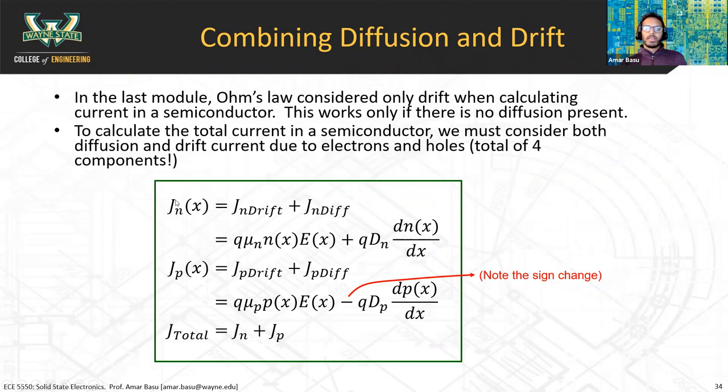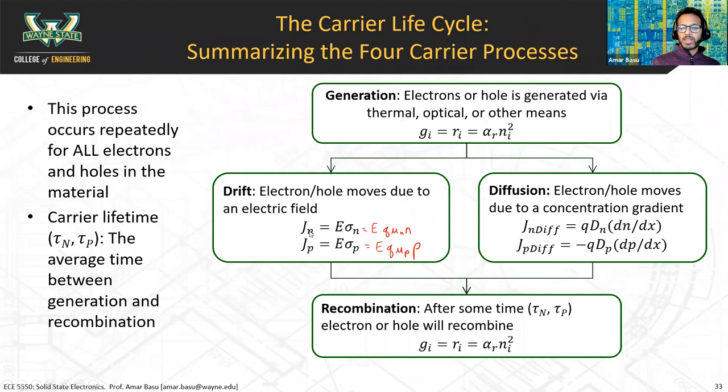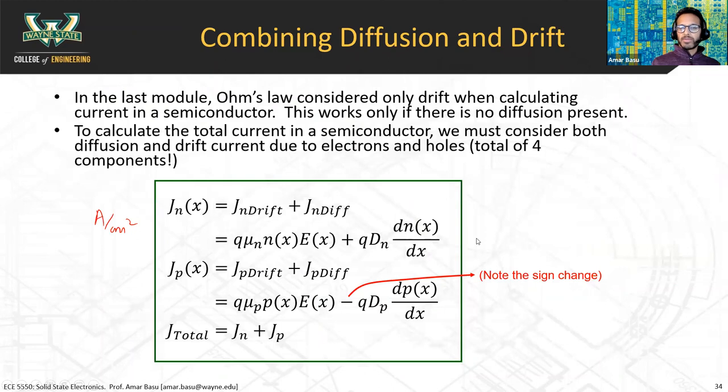We say that the current density due to holes, and remember current density is given in amps per centimeter squared. The current density due to electrons, sorry, did I say holes before? I meant electrons. The current density due to electrons is the current density due to drift and the current density due to diffusion. So we just figured this out on the last slide. This is the JN drift, this is JP drift. So we plug in these equations here, and now we have a full equation for the electron current, combining the drift component as well as the diffusion component.